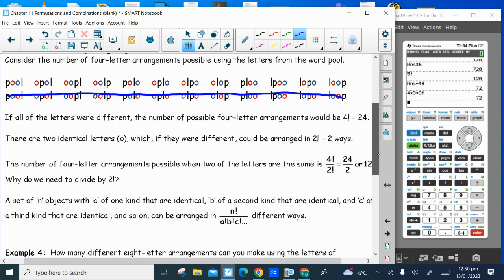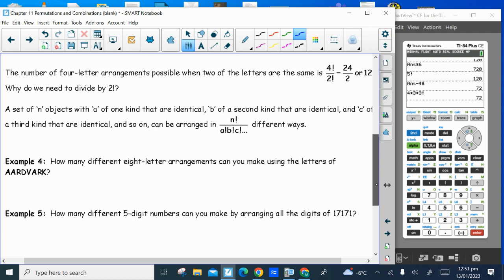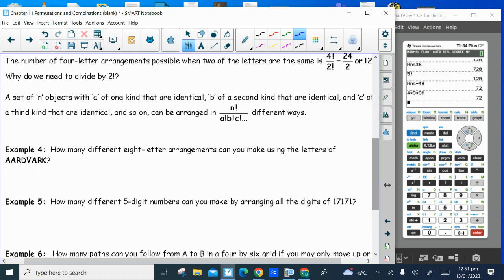So this is how we deal with permutations where there are items that repeat. A set of n objects with A of one kind that are identical, B of a second kind that are identical, C of a third kind that are identical, and so on, can be arranged in n factorial over A factorial, B factorial, C factorial, etc.